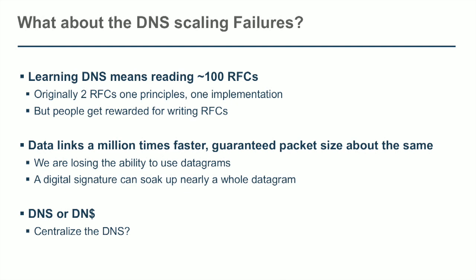Another scaling failure is the data links that we use today are about 1 million times faster than what we had way back when. But the packet size is about the same. Some of you may remember ATM cells that were supposed to be small. Well, maximum size Ethernet frames in terms of time these days are much smaller than an ATM cell ever was. Why is that a problem? Well, for example, if you try and use datagrams in DNS and you want to have a digital signature, the digital signature chews up most of the 500 bytes that you get as a payload, 512.